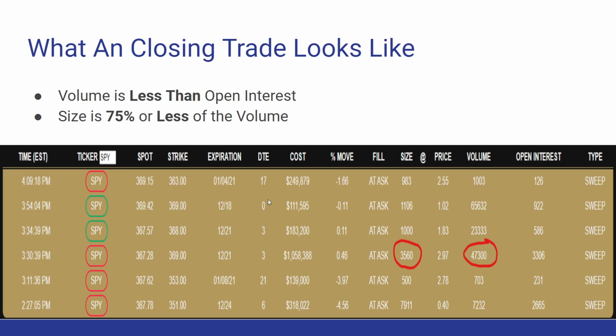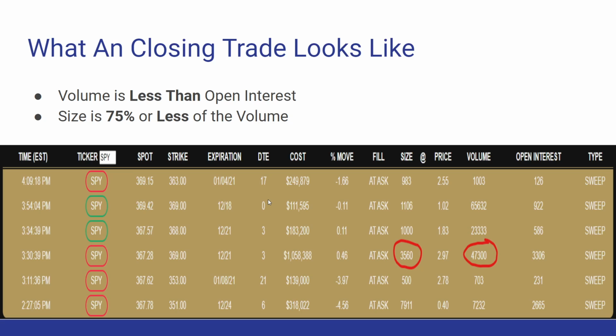So if you guys are calls or puts users, if you're filtering by gold sweeps, the only thing that you guys have to look at really is the size to volume relationship. If you see that the size for a golden position is greater than the volume, then it's likely an opening position. If you see that the size is much less than the volume, then it's likely closing. And it's as simple as that if you guys are using calls or puts.